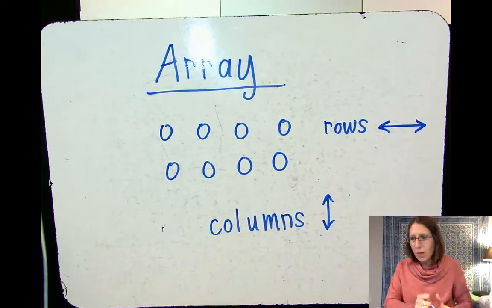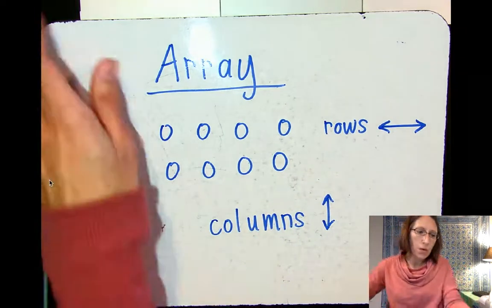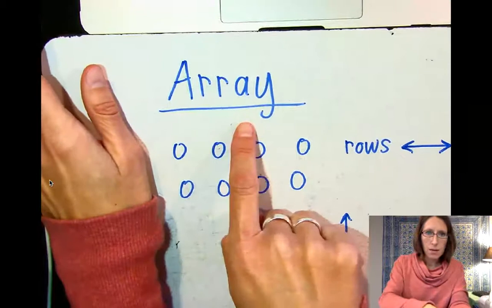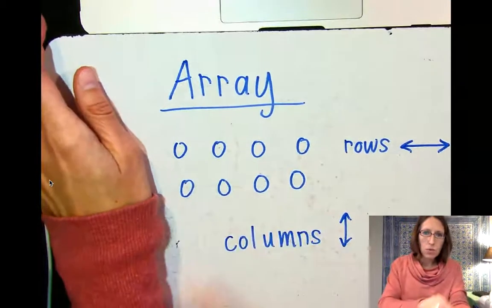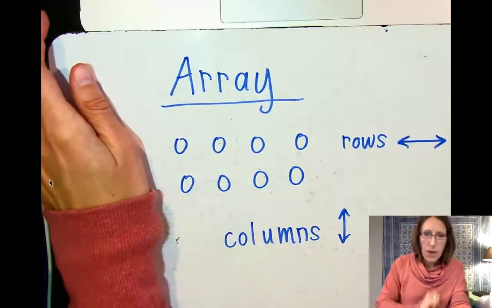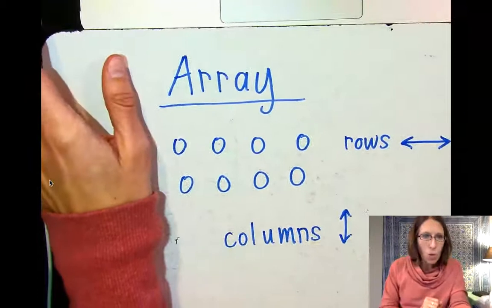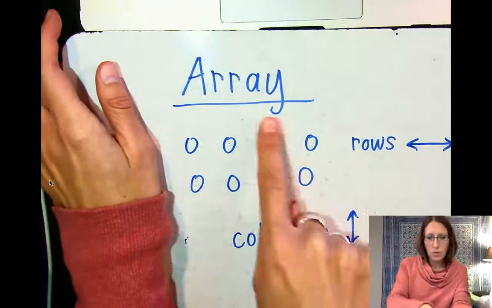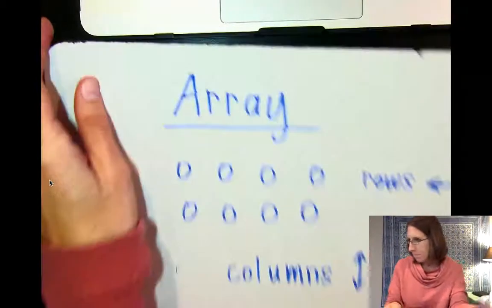So maybe you can think about why would we put things into an array? Like if you had some marbles or some little pieces of candy that you were counting, why would you put them into an array? Why not just scatter them all about? What do you think?